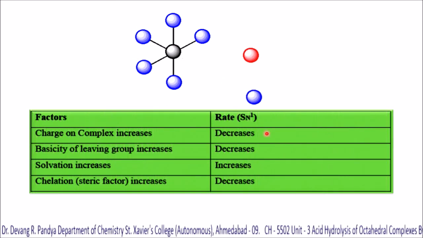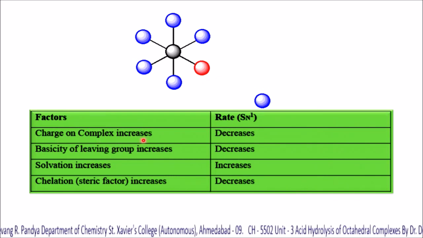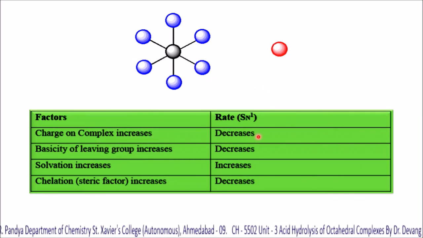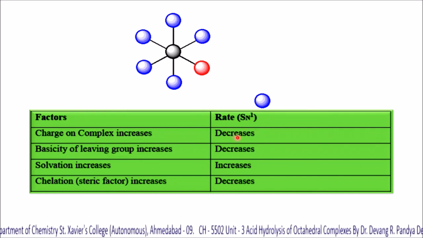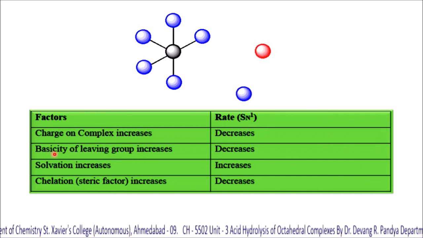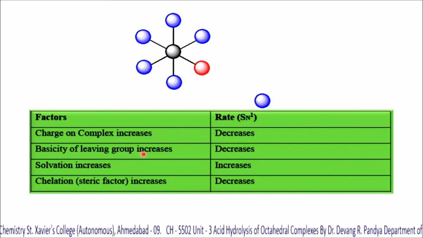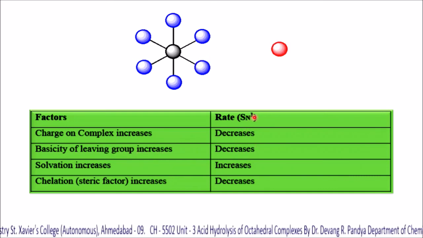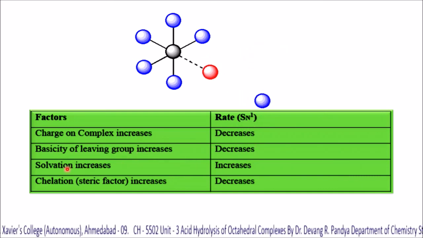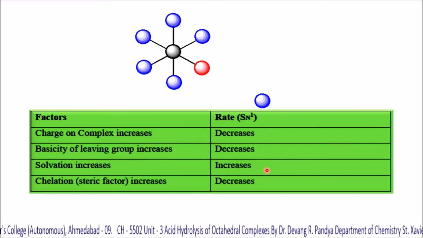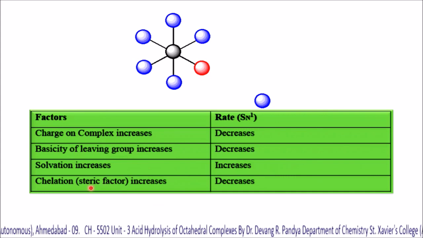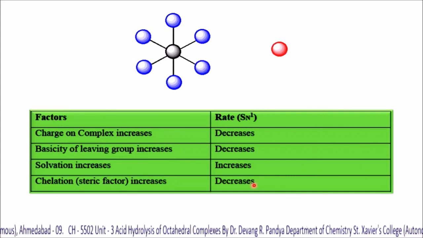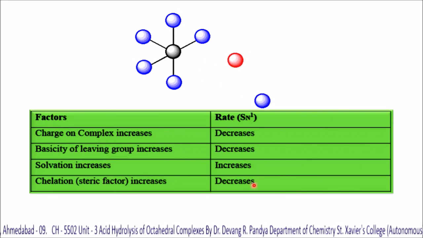So all in all, if the charge on the complex increases, the rate of reaction decreases and facilitates SN1. If the basicity of the leaving group increases, it decreases the rate of reaction and facilitates SN1. If solvation increases, then the rate of reaction increases. That is another factor. And if the steric factor or chelation increases, it will decrease the rate of reaction and facilitate the SN1 mechanism.